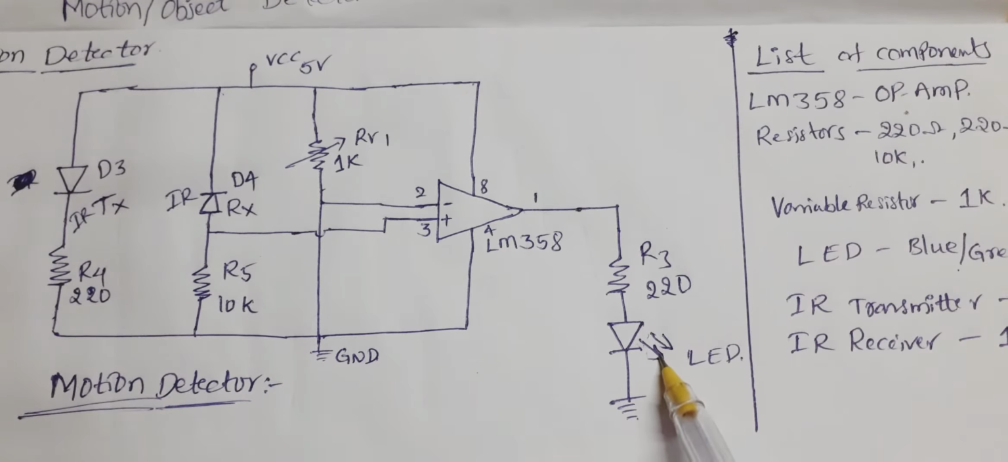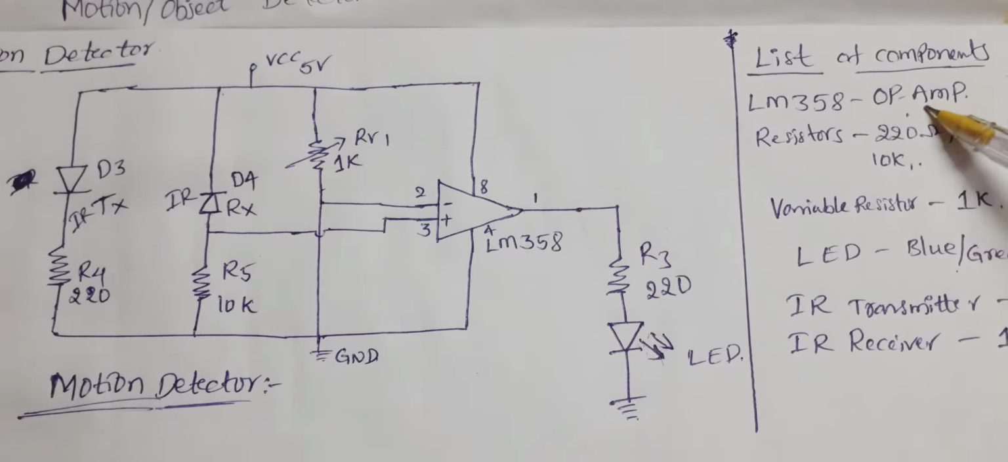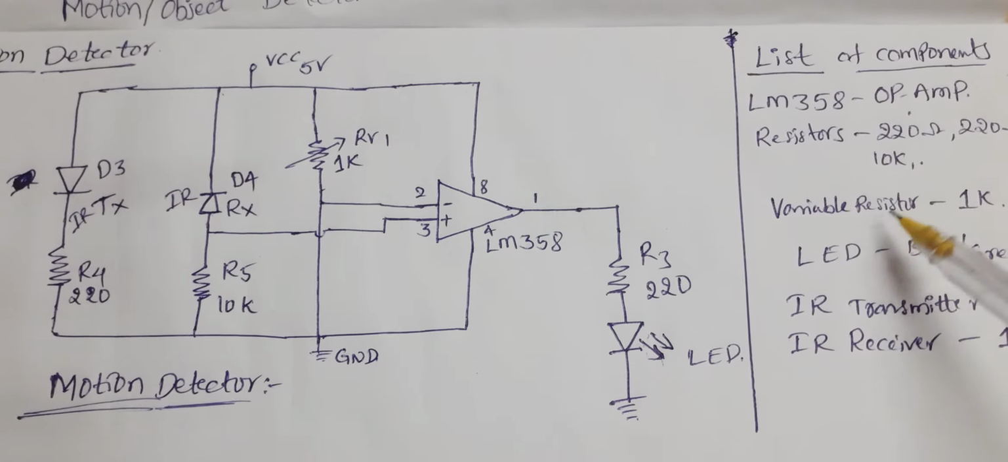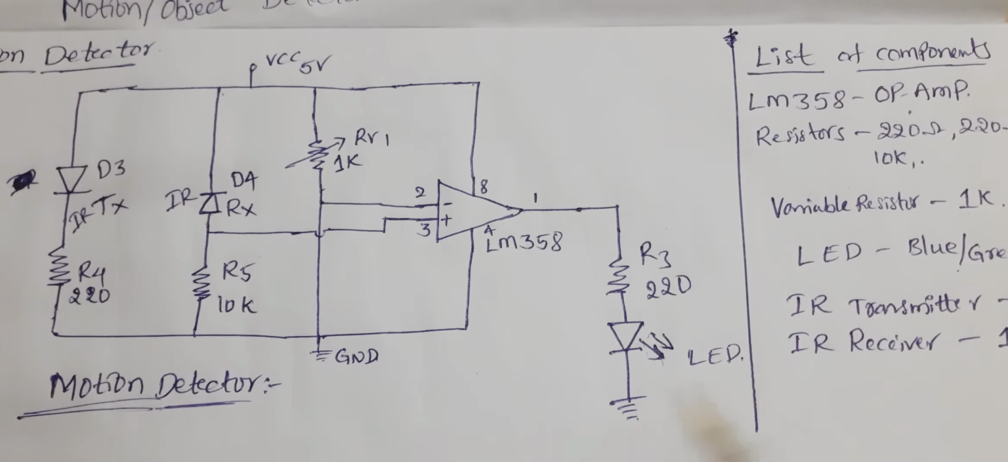speaker or buzzer. So these are the components we are going to use in this project: LM358 operational amplifier, resistor 220 ohms, 10 kilo ohms, variable resistor 1 kilo ohm, LED which can be any color, IR transmitter and IR receiver. So coming to the explanation, the circuit diagram.